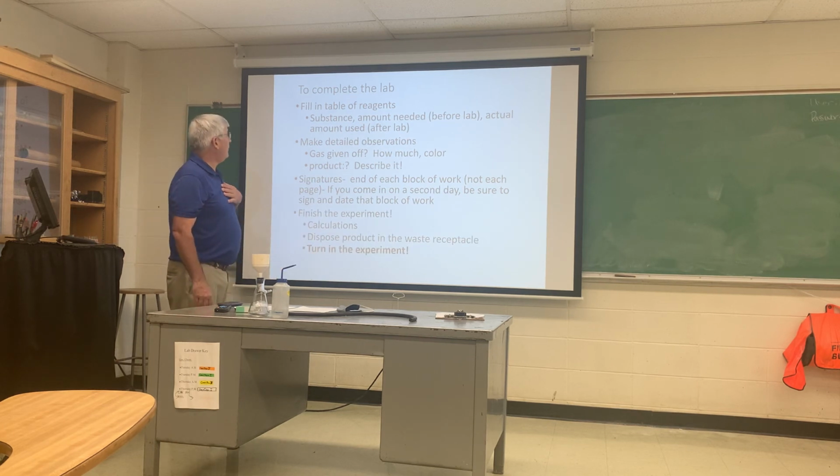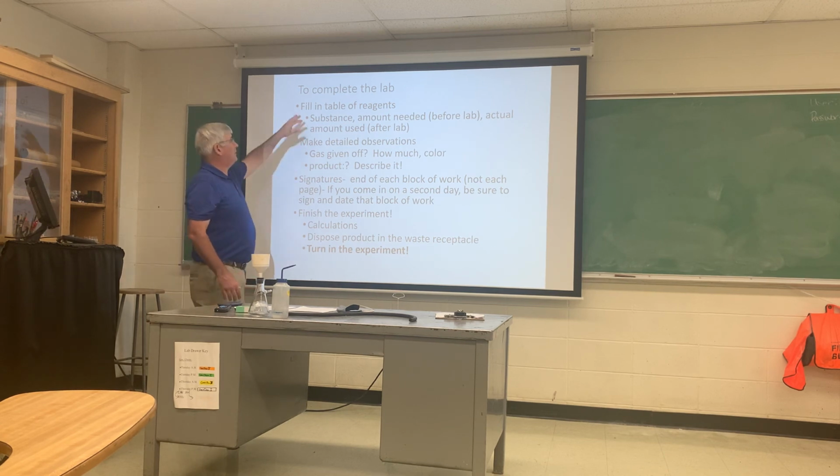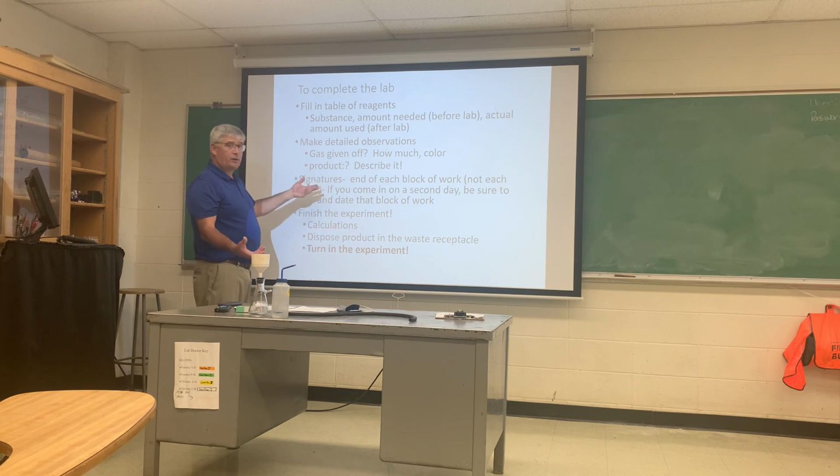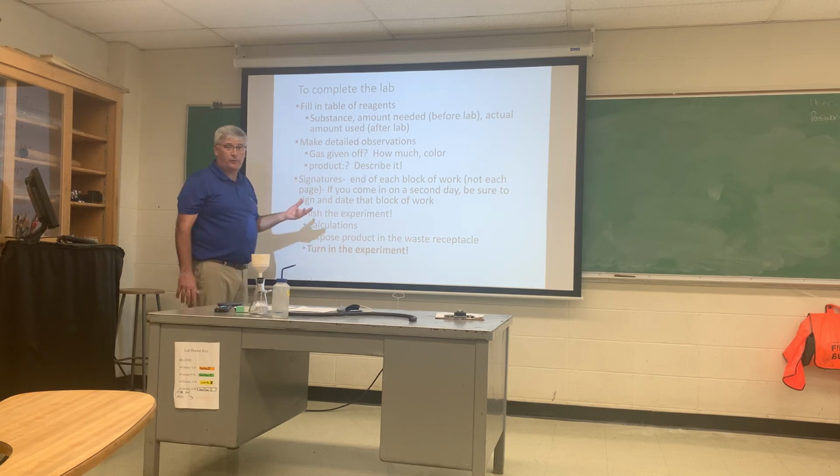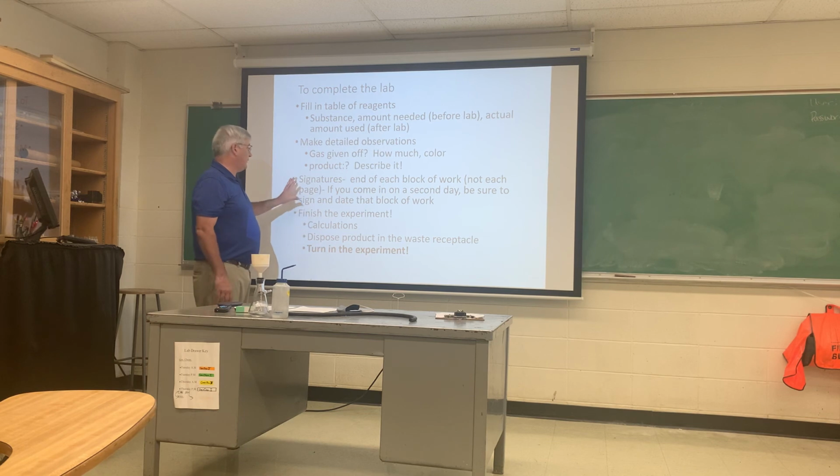So, all right. We have some people who aren't finishing the labs completely, so just a reminder, fill in all the tables, right? The table of reagents, for example, the substance you need, and the amounts that are used after lab. Make detailed observations, right? Is it bubbling? Is there gas giving off? Is there a color change? What's the product look like? Describe it. And so we want to see some significant observations, right? Numerical observations too, weights and those types of things with units. Be sure to put units on all your measurements.